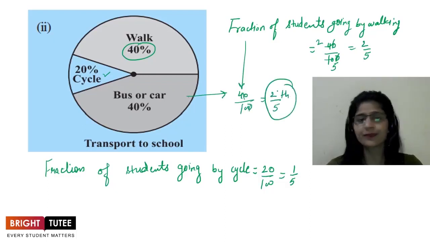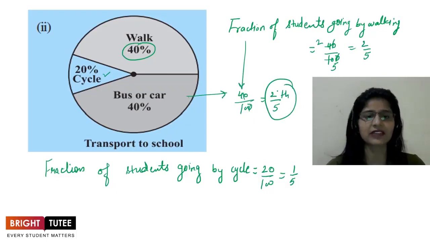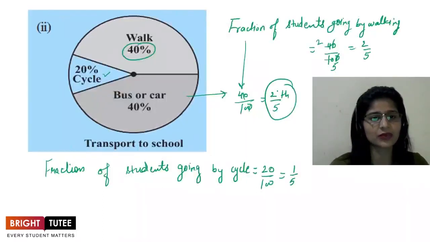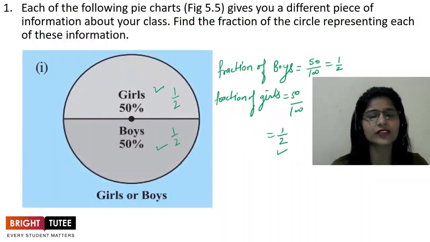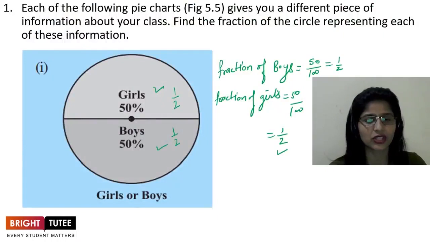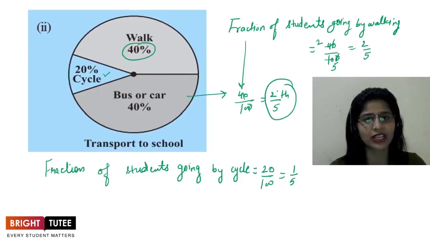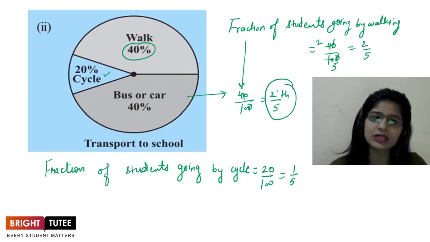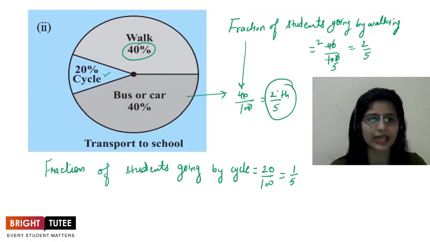Right. So these are the fractions that we are going to tell, and it is only asked in the question. As you see in the previous question, what we are asked to find the fraction of circle representing each of the information. So we are finding fraction of the information. So we have the information student going by cycle, student going by bus or car, and student going by walk. Clear? Let us move to the next one.